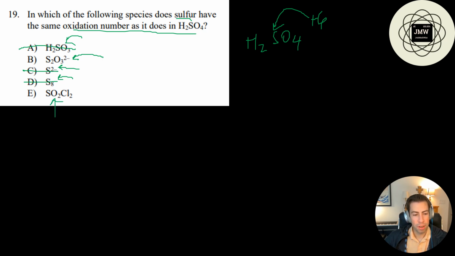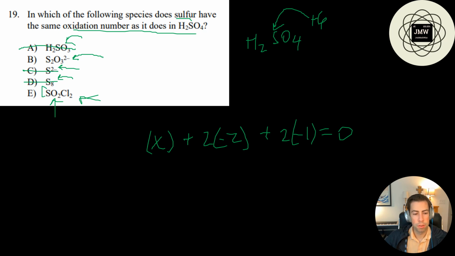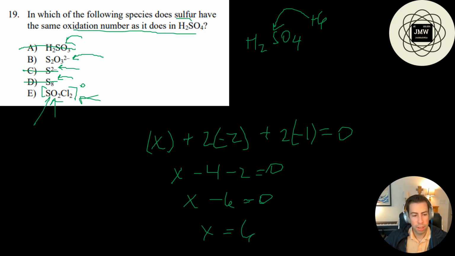Because there's 2 oxygens here, we're going to need some value for S. So I'll call it X, plus 2 times the -2 charge on oxygen, plus 2 times -1 charge for the 2 chlorines, and this has to equal 0 because there's no charge here. It's just 0. Okay. So I'm going to have X minus 4 minus 2 equals 0. So X minus 6 equals 0. Therefore, X equals 6. So this one has a plus 6 charge. Therefore, E is the correct answer, and B is out by process of elimination.